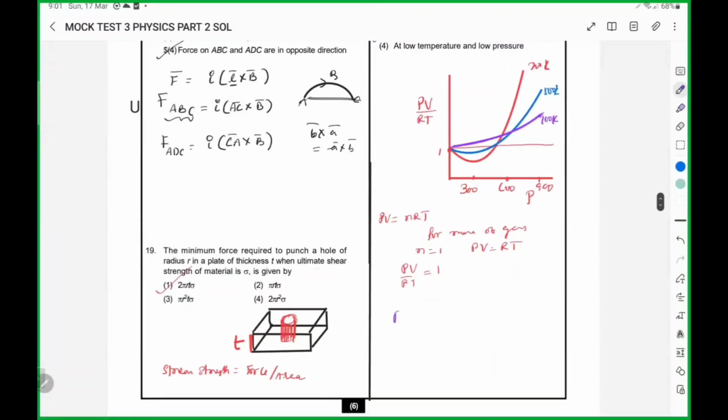So real gas behaves like an ideal gas at higher temperatures and low pressures.